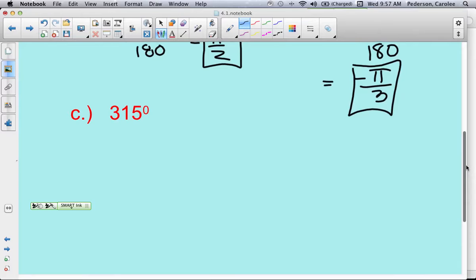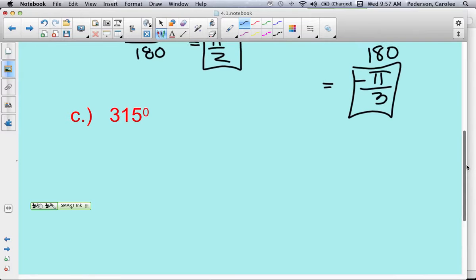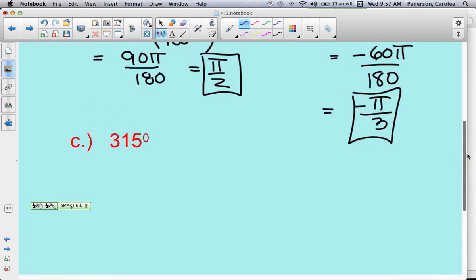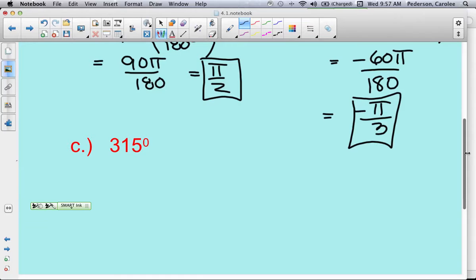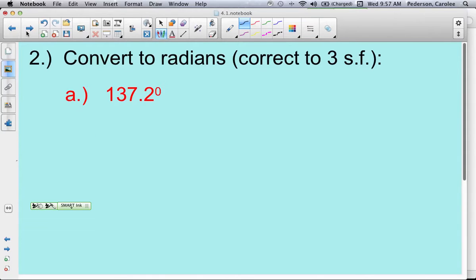Last one. Actually, let's go on to a more difficult one. Let's go on to the next slide. 137.2 degrees. So now it's pretty difficult to then go and use that circle. It's not a nice number. It's not going to give you a nice pretty pi. So let's convert this to radians.